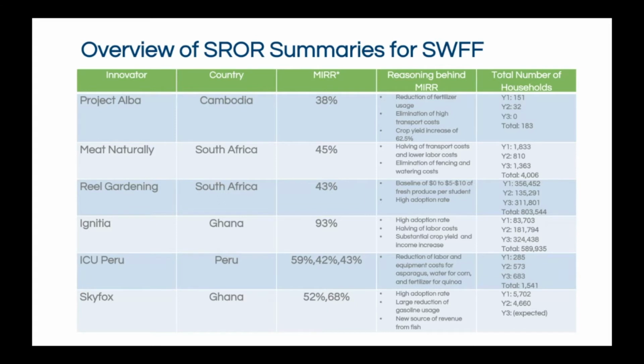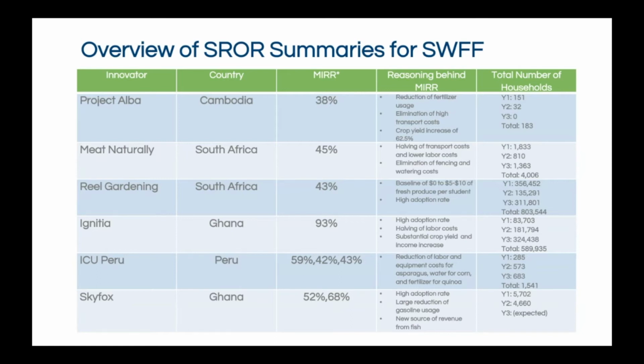So here's a table that gives a brief overview of specific innovators, their country, their rate of return on investment, or their MIRR, the reasoning behind their respective MIRRs, and the total number of households that they reached. Just to give a quick summary, it shows that the MIRRs are consistently high. The standard was 10 to 20% for the USA Nigeria market survey, and as you can see, they're all significantly higher than that.